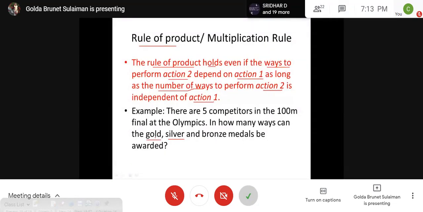It depends on the number of ways of awarding silver. After eliminating the gold winner, you have 4 different ways. That does not depend on the action of awarding the gold. So you have 5 into 4 into 3. Keep this example in your mind; whenever you have a question like this, the example will help you to scale your answers.